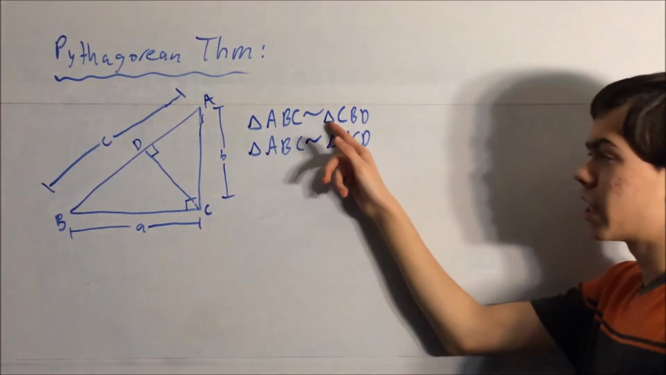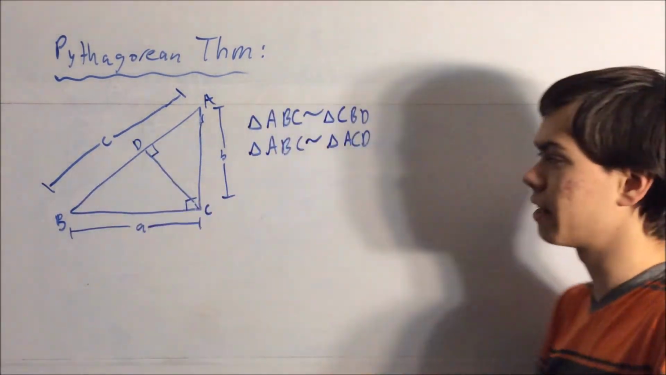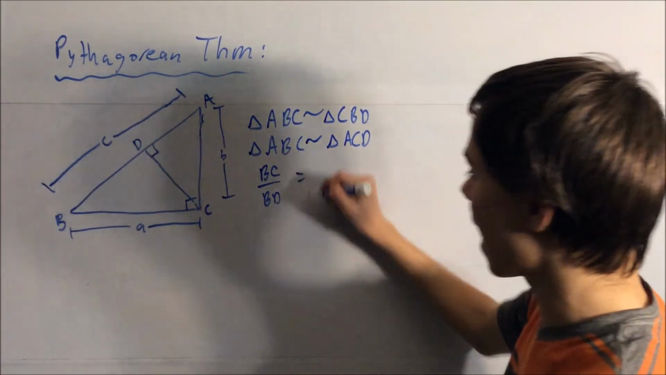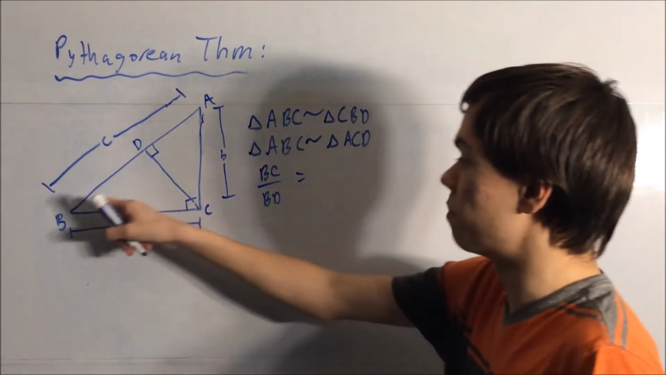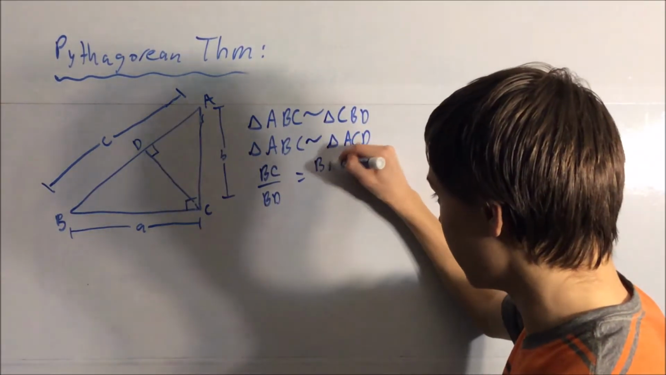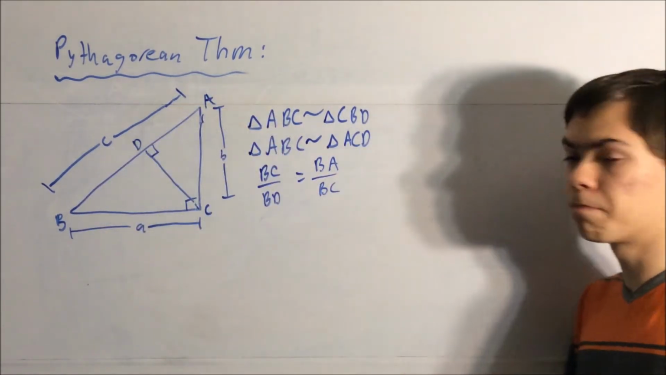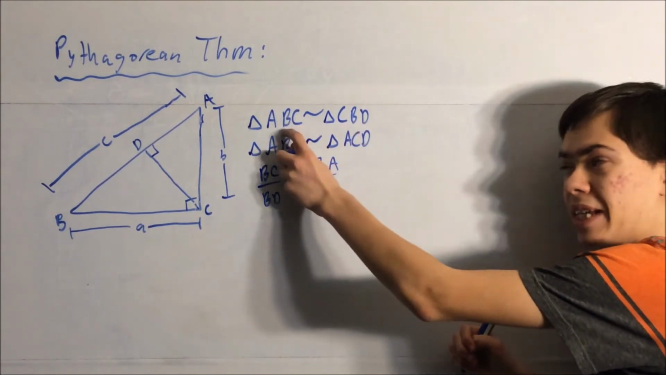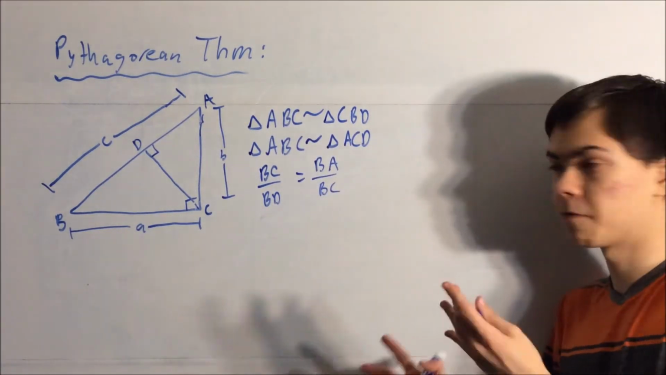So looking at this triangle, triangle CBD, we could say that BC is to BD, so I'm going to write that down, BC is to BD as BA is to BC, right? As BA is to BC. And if you're confused about how that works in the image, it's perfectly fine to just look here. BC is to BD as BA is to BC, right?